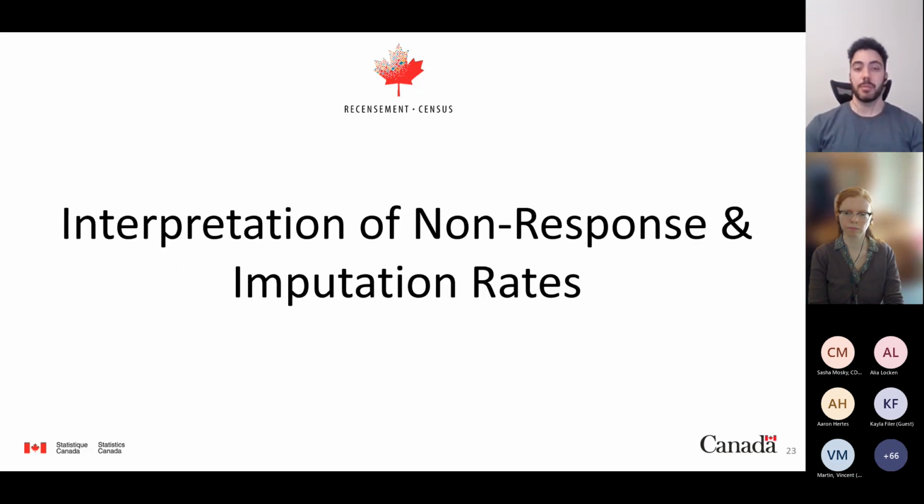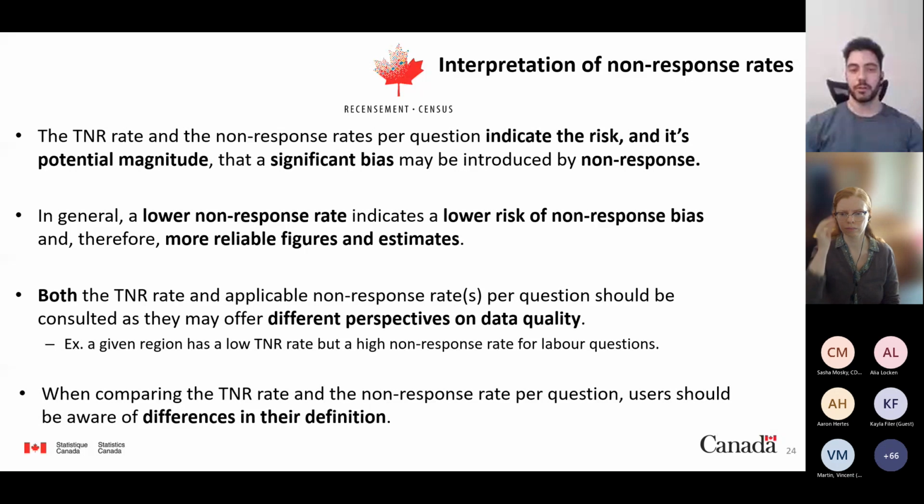So I would like to just wrap up this section by saying a few words on, as an analyst or a data user, how can we interpret non-response and imputation rates? As I mentioned earlier in the presentation, the TNR rate and now the non-response rates per question indicate the risk and magnitude that a bias may have been introduced by non-response. In general, a lower non-response rate would indicate a lower risk of non-response bias, and therefore when using the data, we can be more certain that the figures and estimates are reliable.